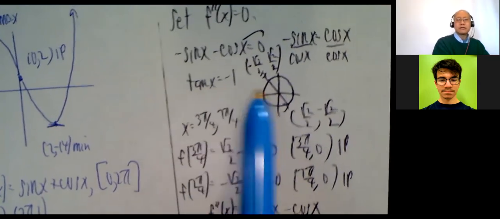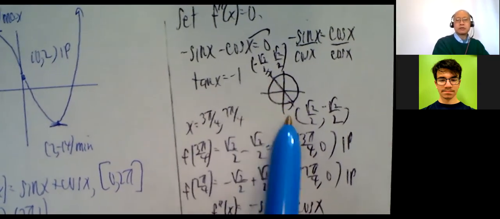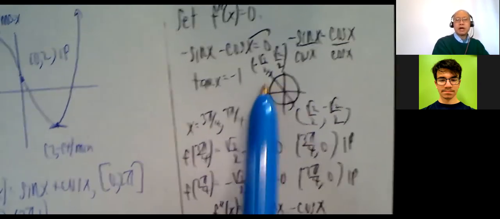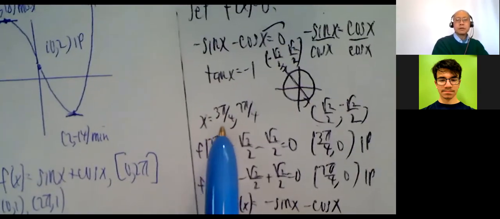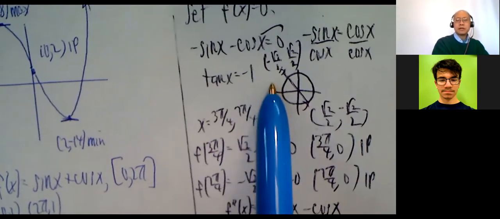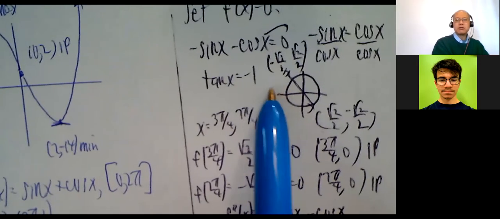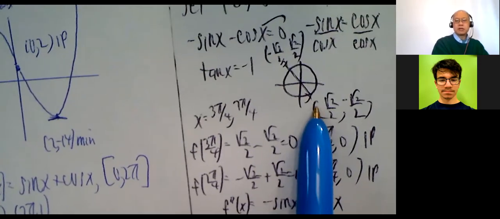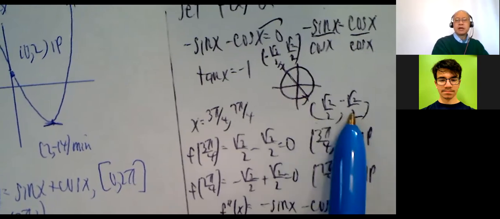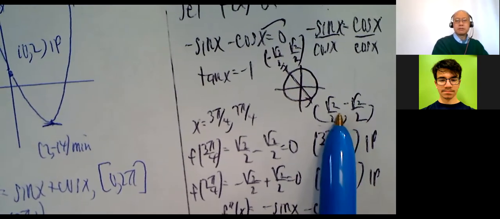X and y coordinates are opposite. That's here and here, quadrants 2 and 4. So that's 3 pi over 4 and 7 pi over 4. Okay, ordered pairs here are negative radical 2/2, comma, radical 2/2. And here the reverse, positive radical 2/2, negative radical 2/2.